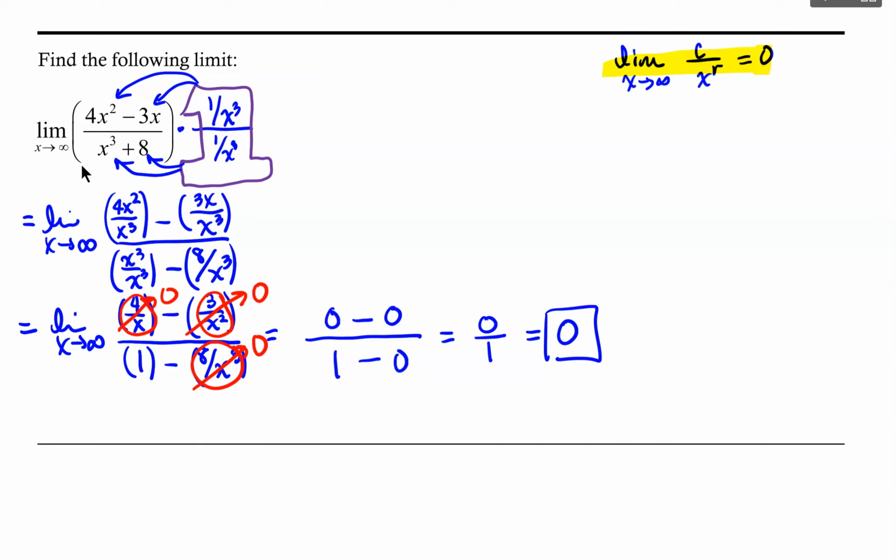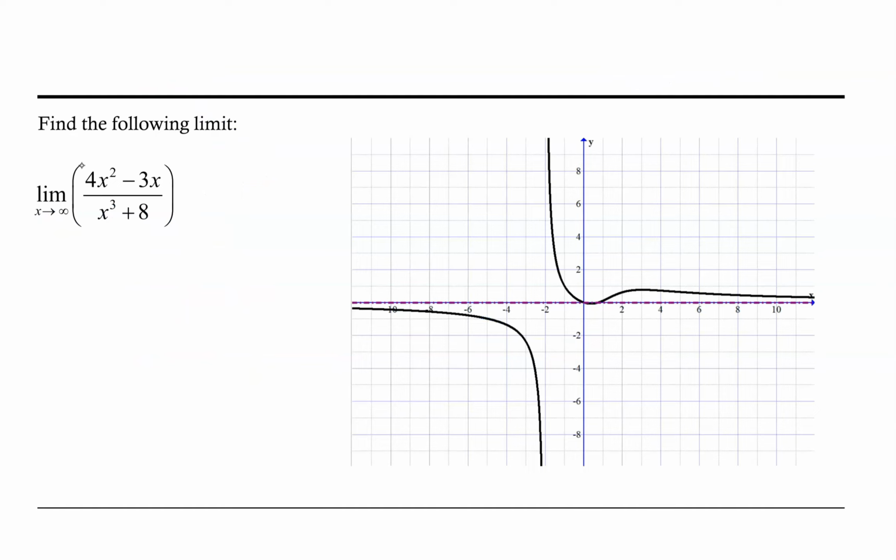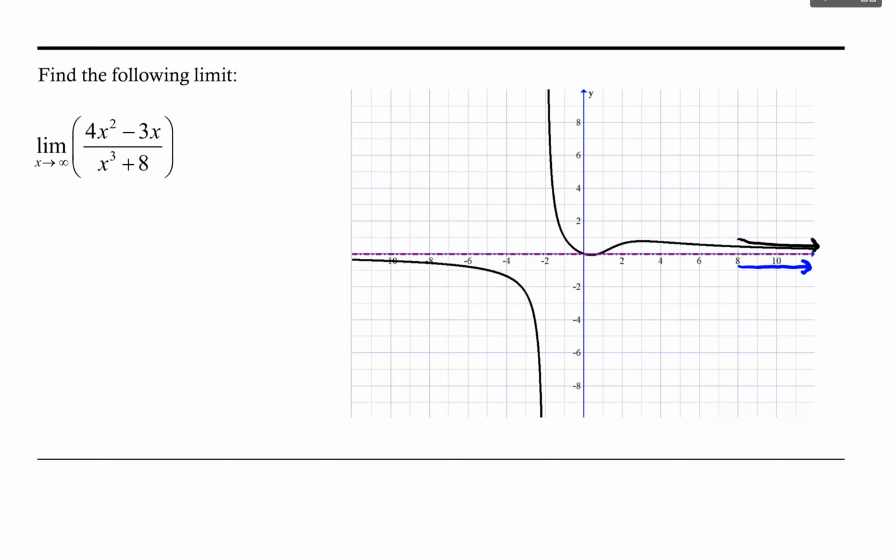So that means that as x heads to infinity, the function values produced by our original function head to 0. And we can see that occurring in the graph of this function. As we head out towards positive infinity, notice that these function values are decreasing closer and closer to the x-axis, or closer and closer to 0. I hope this helps.